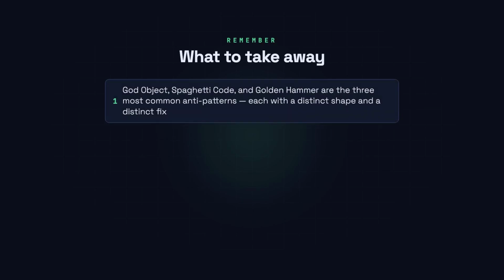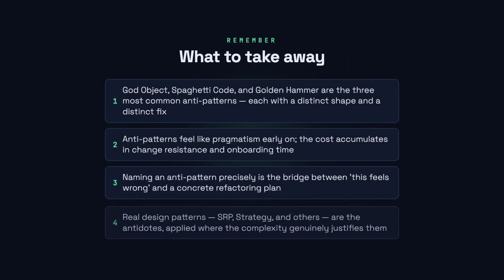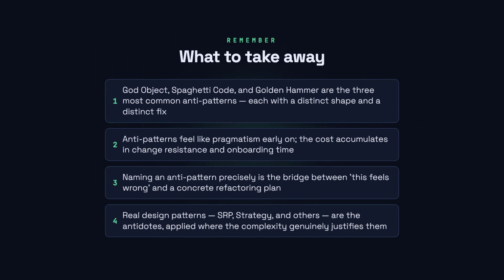Anti-patterns are the other half of the design pattern story. The God object, spaghetti code, and the golden hammer are the shapes that code collapses into when structure is not actively maintained. Learning to name them quickly turns slow, vague discomfort into a focused refactoring conversation, and that is where the real value of the pattern vocabulary lives.